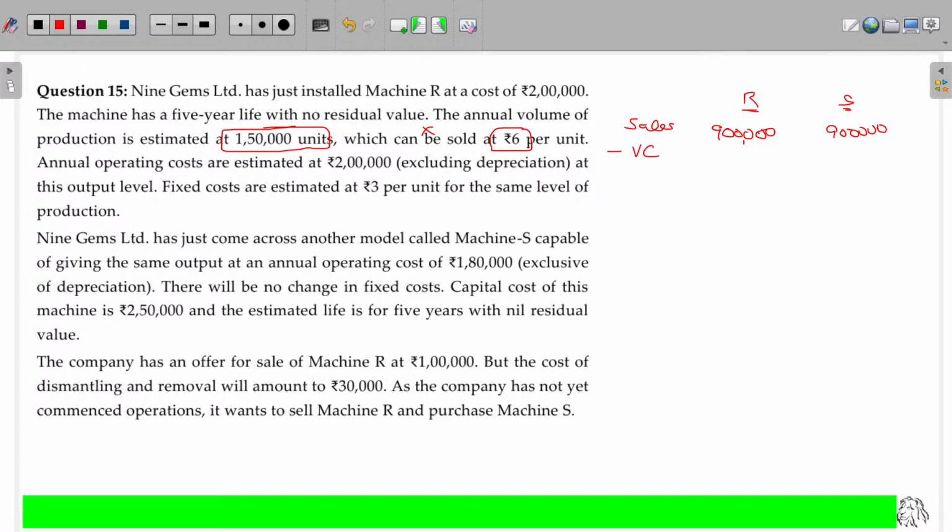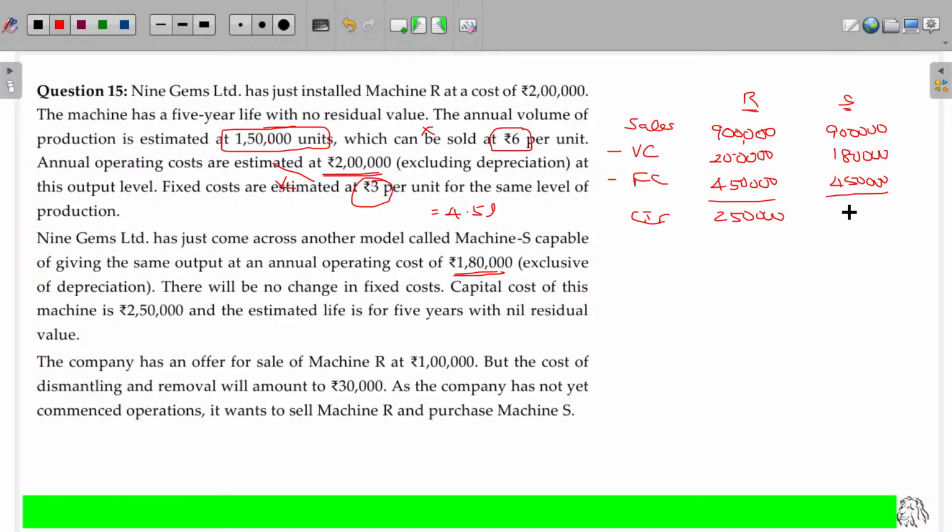Minus, you have to subtract the variable cost. Variable cost for machine R being 2 lakhs. In case of machine S, the variable cost being 1,80,000. You are saving around 1,20,000 rupees. Apart from that, you have to incur the fixed cost, which remains constant for the given level of production. So 1,50,000 into 3, 4.5 lakhs is common in both the cases. Machine R or machine S, whichever machine you install, your fixed cost being the same, 4,50,000. And of course, depreciation is irrelevant as zero tax scenario exists here.